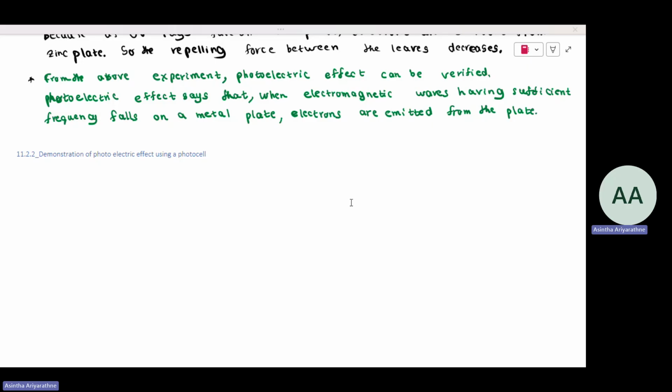Let's do a small demonstration of the photoelectric effect using a photocell. A photocell is a small tube which consists of a cathode and anode, and it is fully vacuum.